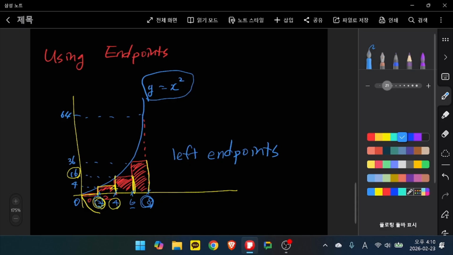There's a function y equals x squared. If I want to calculate the area under the curve from 0 to 8, I will draw rectangles under the curve and add up all the areas.